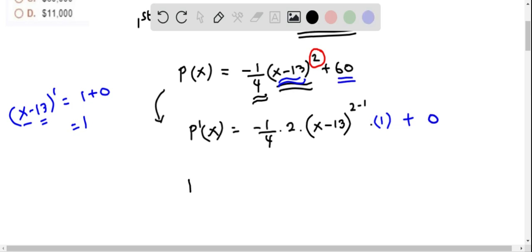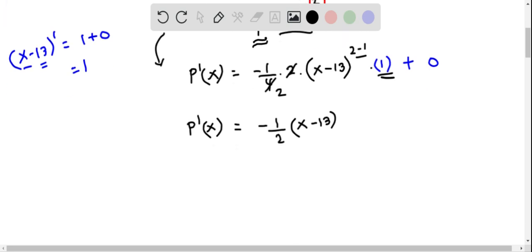We can simplify this. So we have p prime of x, and this equals, we do this cancellation, 4 goes into 2 as 2 times. So this is negative half times (x minus 13) raised to the power of 2 minus 1, which is 1. So you can just ignore that, and times 1 is going to be the same quantity. So basically this is the expression for the first derivative of the profit function. Now we have to set this equal to 0, that is p prime of x equals 0.